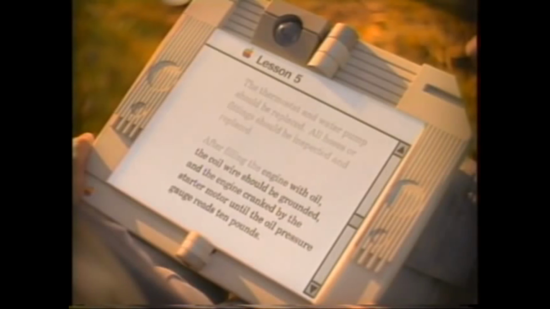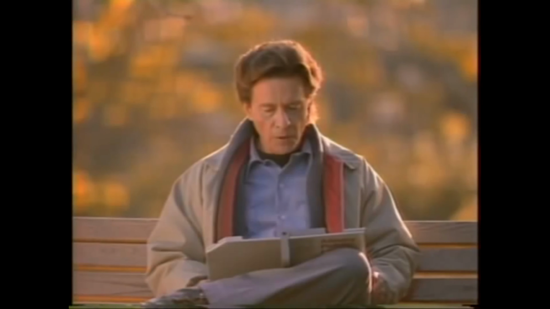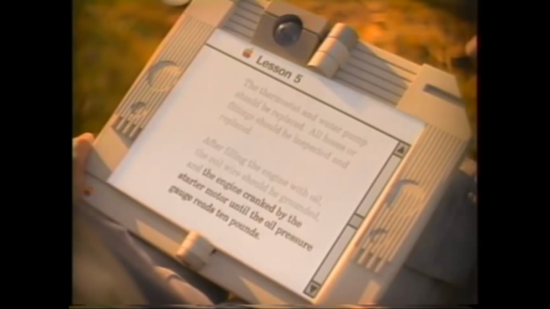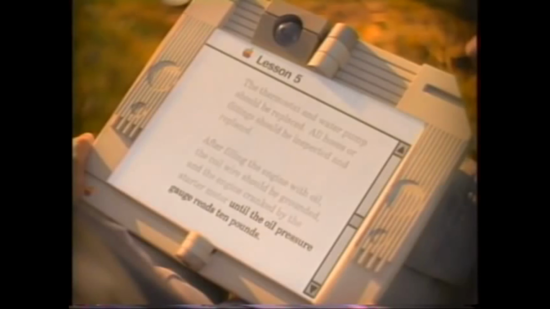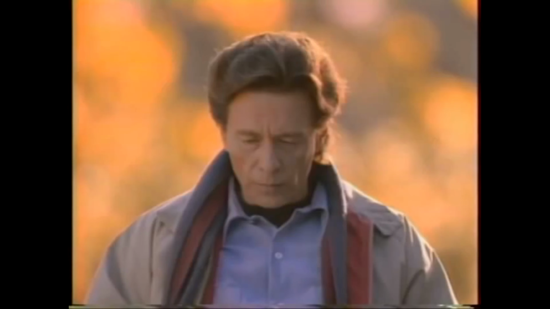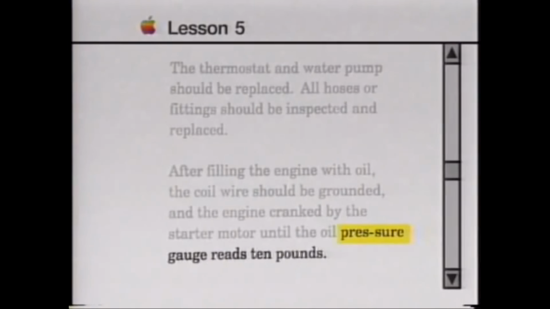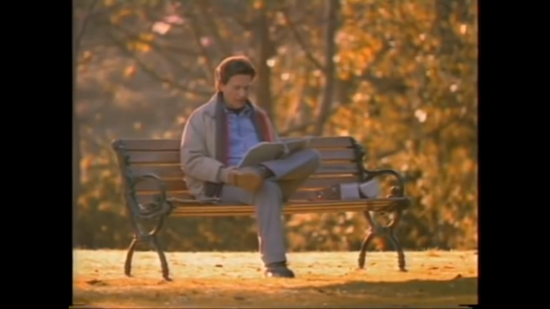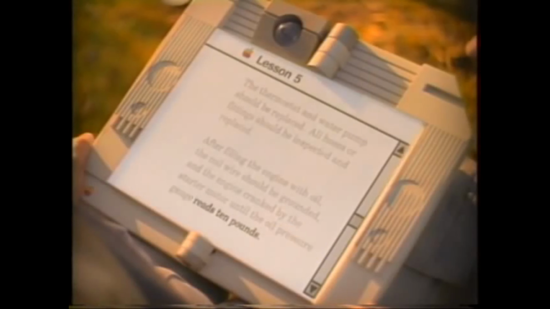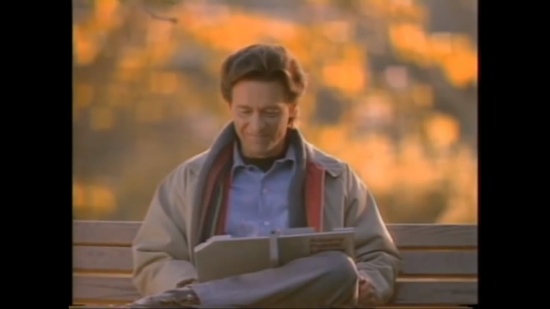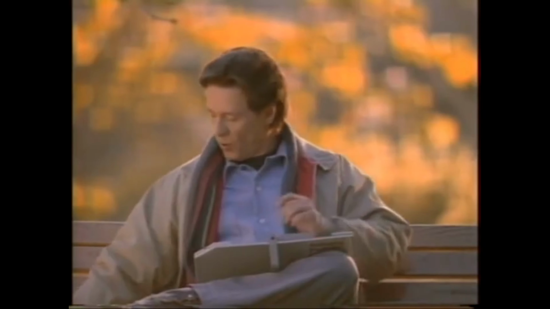After filling the engine with oil, the coil wire should be grounded and the engine cranked by the starter motor until the oil, what's this word? Pressure. Oh, pressure. Until the oil pressure gauge reads 10 pounds. Would you like to go on to lesson 6? No, I want to read this.